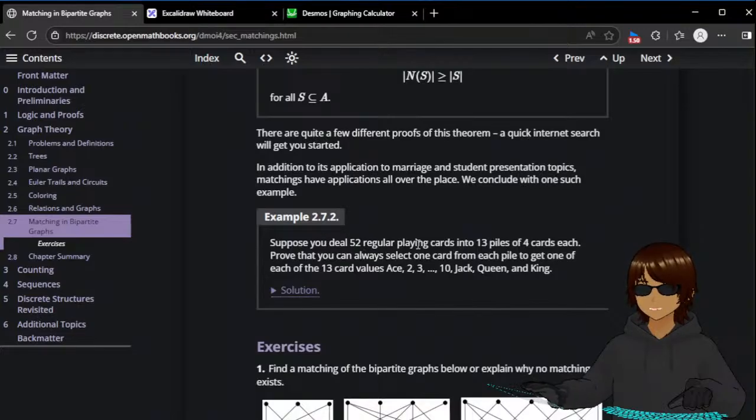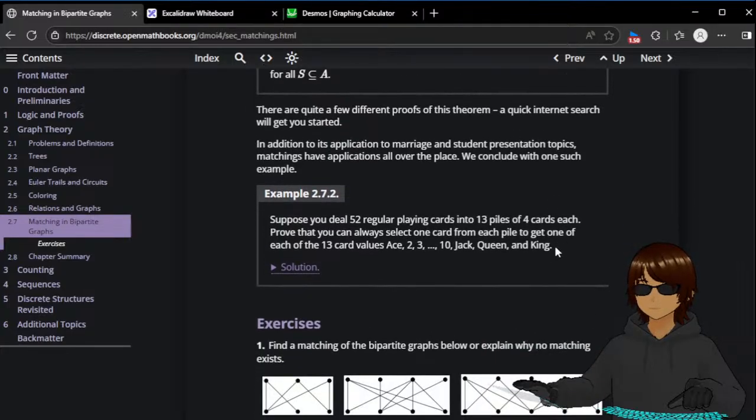Suppose you deal 52 regular playing cards into 13 piles of 4 cards each. Prove that you can always select one card from each pile to get one of each of the 13 card values: ace, 2, 3, up to 10, jack, queen, and king.